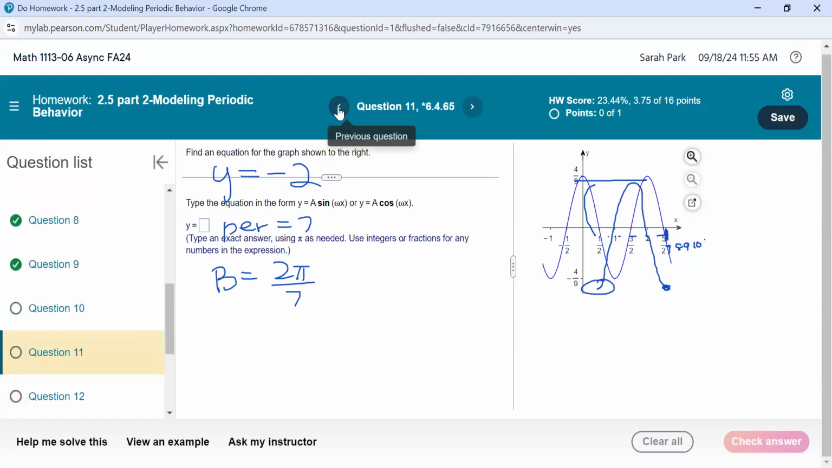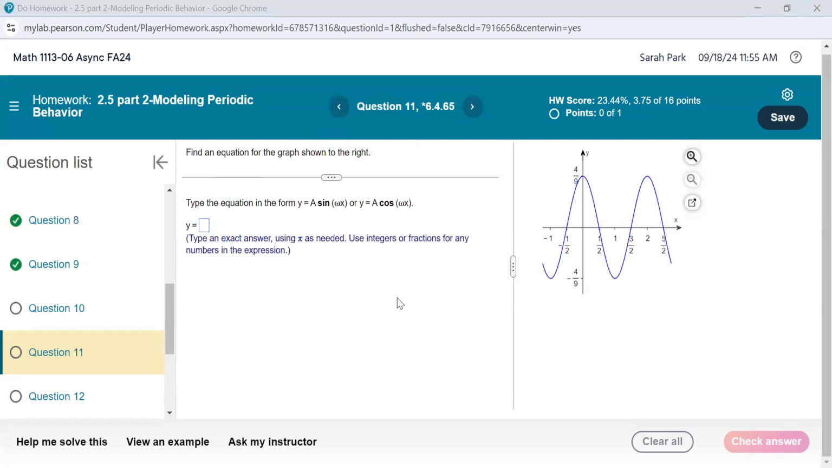Actually, this one has a fraction, so maybe we should do this one too. Okay, this here is going to be a cosine because it's not going through 0, 0, it goes through 4/9, and it's a positive, there's no reflection. And so the midline is 0, but the amplitude is 4/9. I'm going to go with cosine.